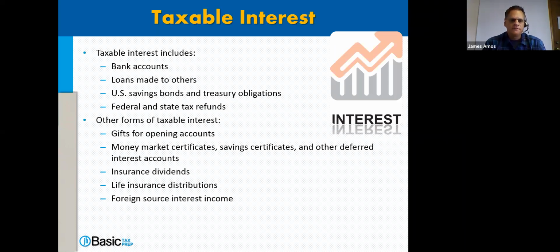Insurance dividends. Again, they're calling it dividends, but it's not really. It's just money that comes from an insurance account that's above and beyond the actual payment. Sometimes it takes them a while to pay something out. Well, they have to pay interest for the money they withheld for a while. Life insurance distributions. You're the beneficiary of a life insurance policy, and so you get a distribution. That is going to be treated as taxable to you.